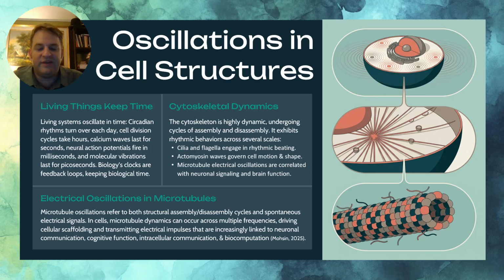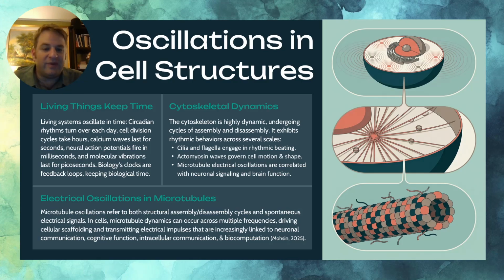Now, if we look into a cell, a eukaryotic cell, zooming in a bit closer, we're going to see the nucleus and various cell organelles, and especially the cytoskeleton, the structural skeleton of the cell. Now, it's not static. In fact, the skeleton of the cell is a highly dynamic entity that undergoes constant cycles of assembly and disassembly, and it exhibits rhythmic behaviors across several scales.